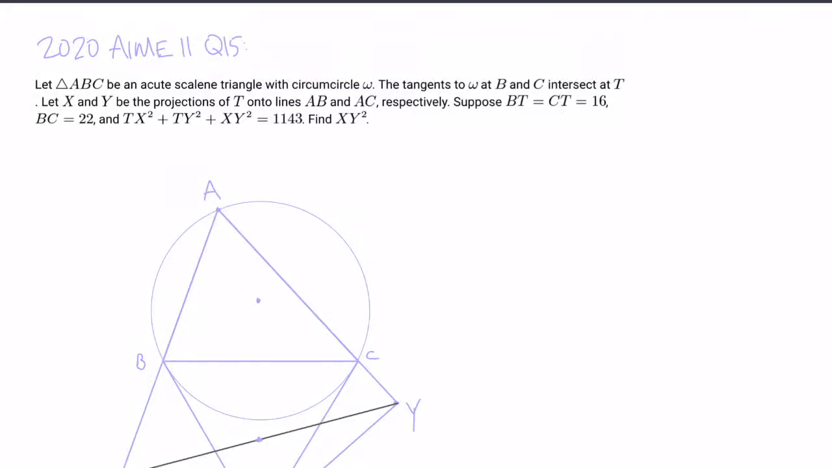Hey everyone, today we're going to be going over the 2020 AIME 2 question 15.